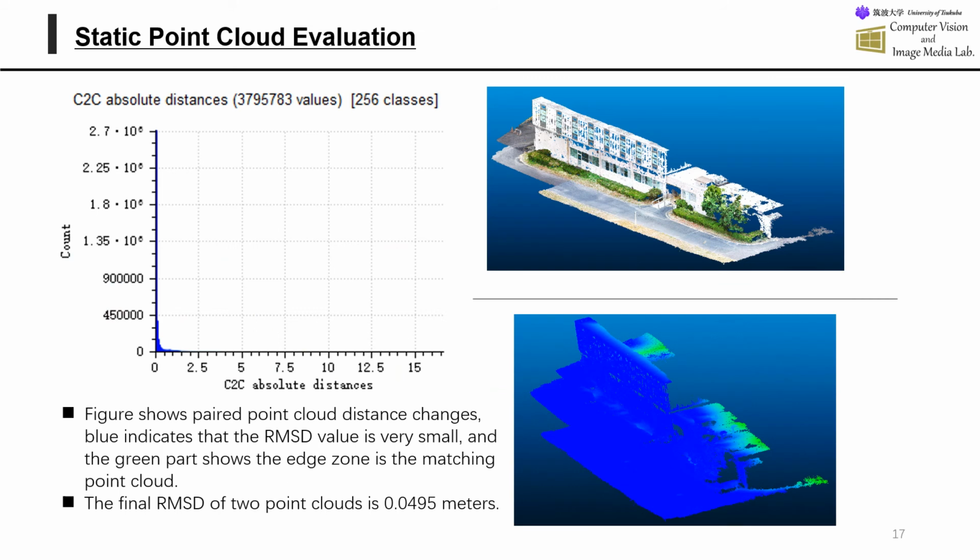To evaluate the accuracy and completeness of the static point cloud, the RMSD between the static point cloud and the ground truth is calculated. As we can see, the distance of most point pairs is less than 0.5 meters. The figure on the left shows the variation of cloud-to-cloud distance in different areas. Blue characterizes the good matching points, while yellow means the poor matching points. And the final RMSD of the two point clouds is 0.0495 meters.